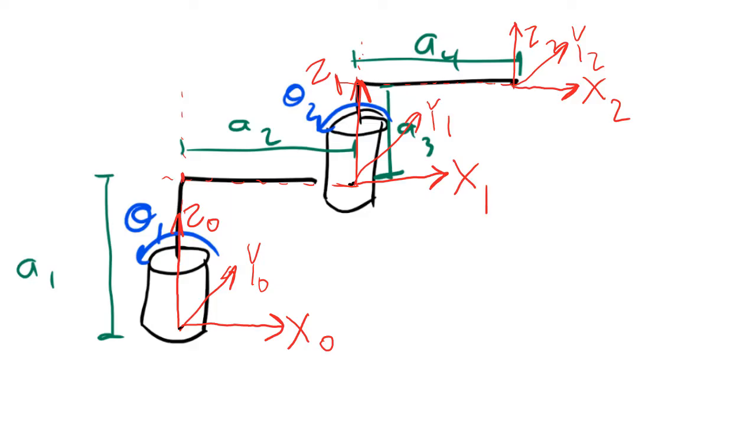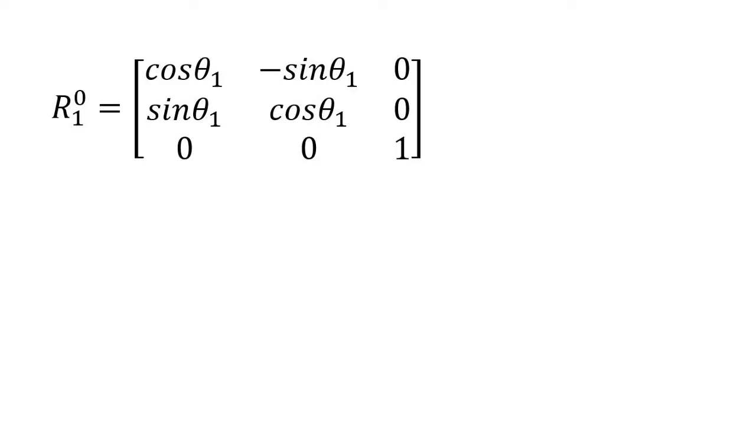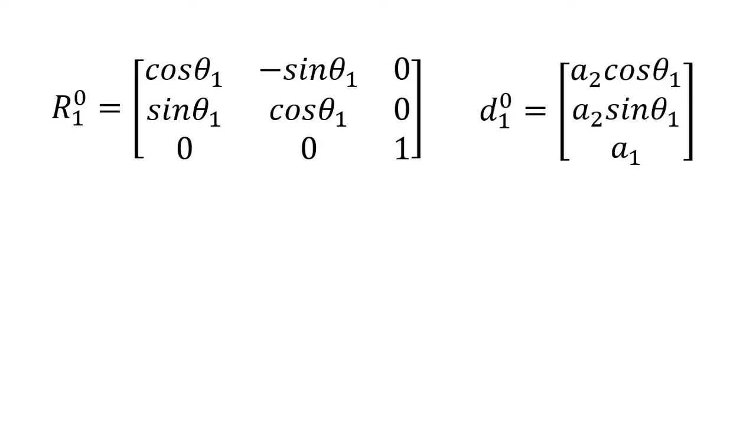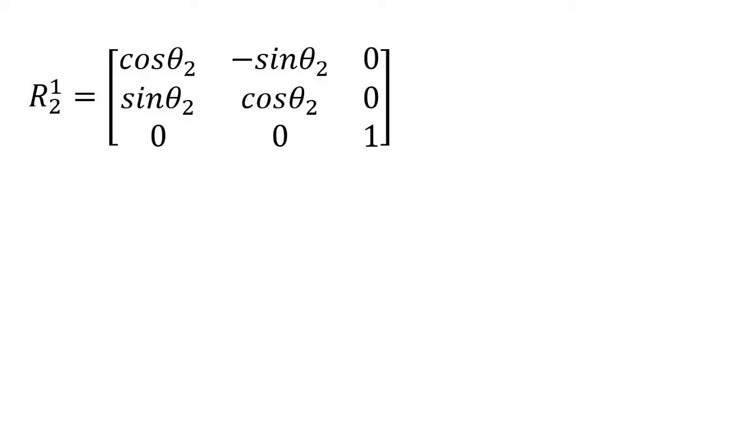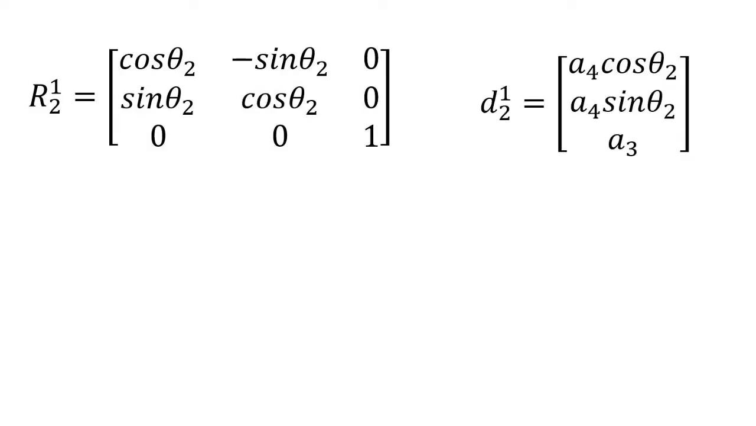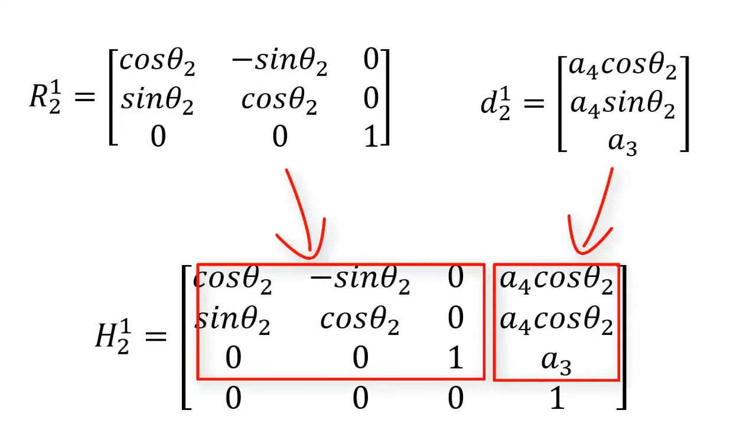For this kinematic diagram representing the manipulator that we have built on our board, we had found the rotation matrix R01 to be this. And we had also previously found the displacement vector D01 to be this. We can now put those things together to make the complete homogeneous transformation matrix from 0 to 1 like this. Similarly, we had found the rotation matrix from frame 1 to frame 2 to be this. And we had found the displacement vector from frame 1 to frame 2 to be this. We can now put those together into the complete homogeneous transformation matrix from frame 1 to frame 2 like this.